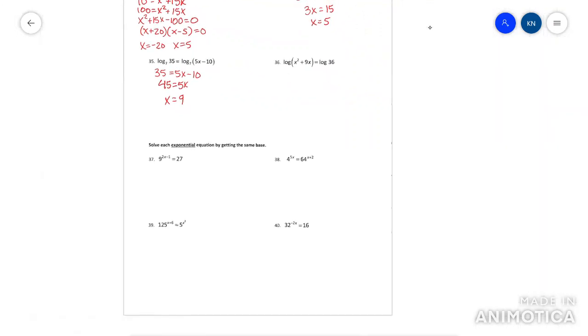All right, this next one, same thing. X squared plus 9x equals 36. Move the 36 because you want to go towards the x squared, so subtract 36. Now you try to factor it. So this one would be x plus 12, x minus 3. Set each of those equal to 0 and get your answers.